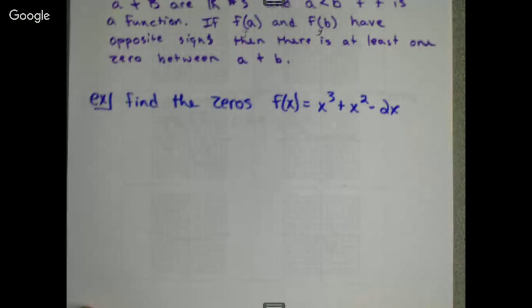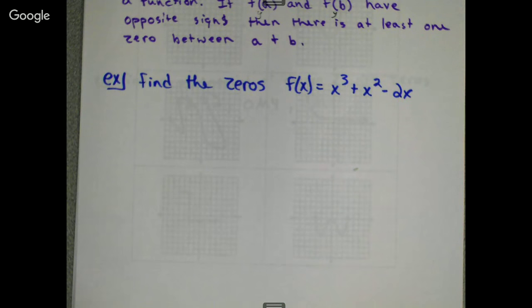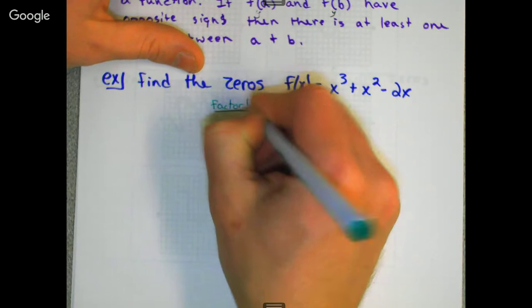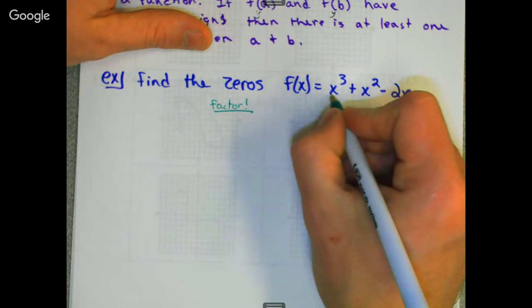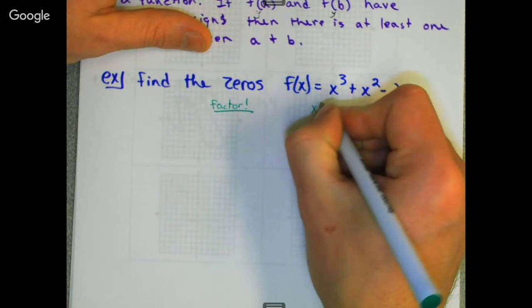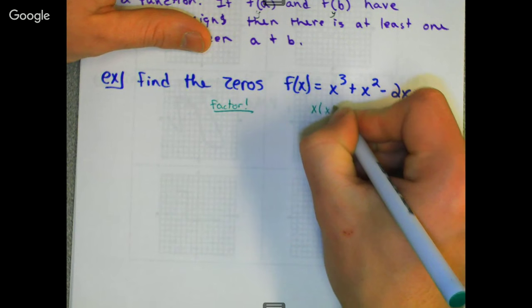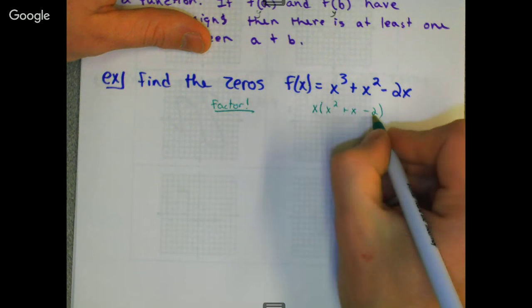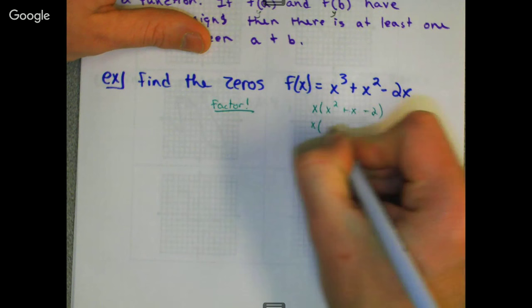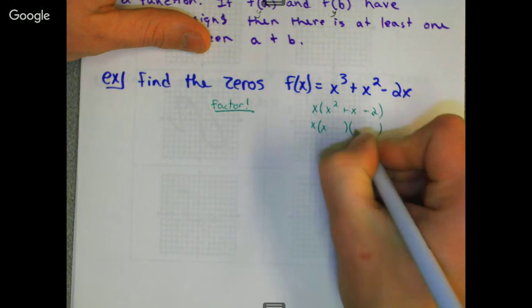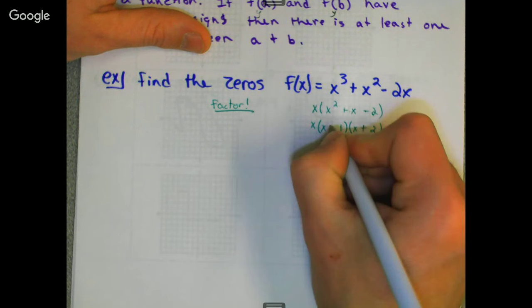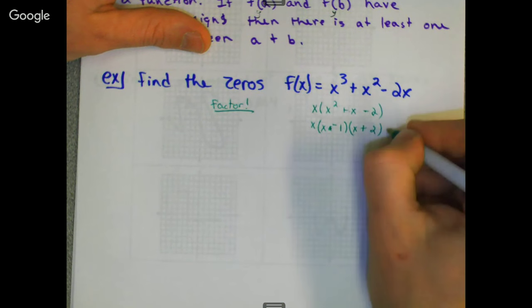So to find the zeros, the first thing I want to do is factor. Factoring is key, and we've actually done this stuff before. So I look for the greatest common factor, which is x. Then I factor this in here. Factors of negative 2 that add to 1: that's 2 and 1. Signs are different, the bigger one is positive. Oop, that's a minus.